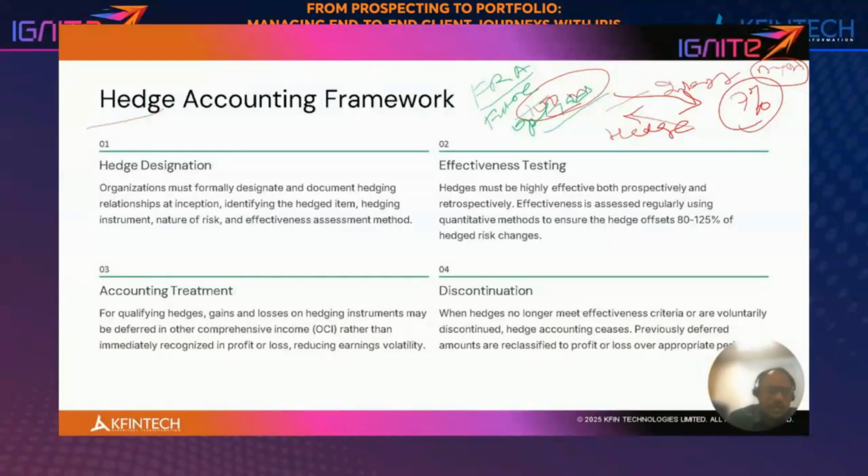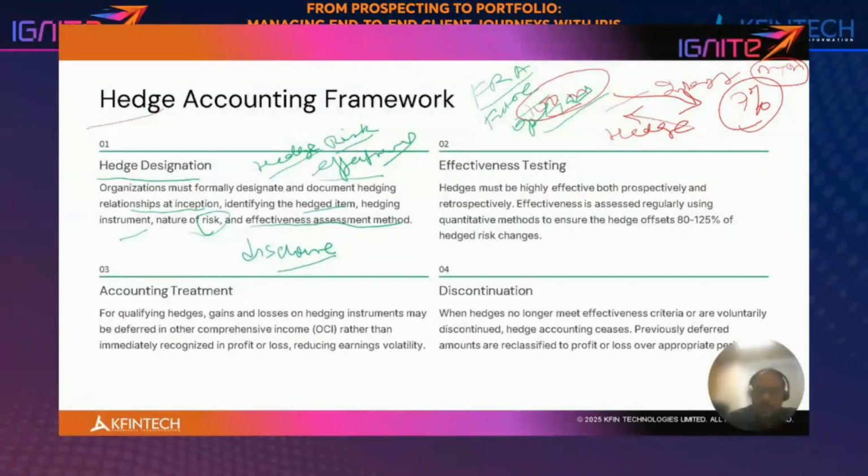So first is the hedge designation. Organization must formally designate and document hedging relationships at inception, identifying the hedged item, hedging instrument, nature of risk, and the effectiveness assessment method. That means whenever I am hedging any exposure, I should be declaring why I am doing the hedge, what risk I am trying to cover, and what is the effectiveness of the hedge. So this is required as a disclosure for regulatory purposes.